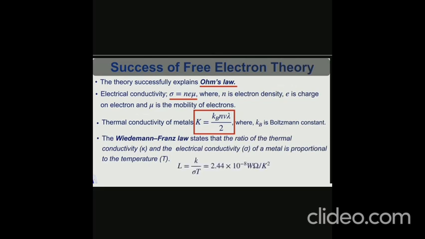It can be shown that L equals K by sigma T, which equals 2.44 times 10 to the power of minus 8 watt ohm per K squared. This number is also known as the Lorentz number.